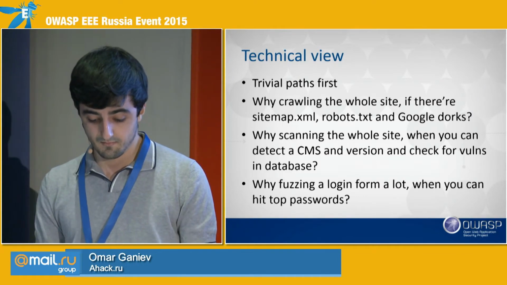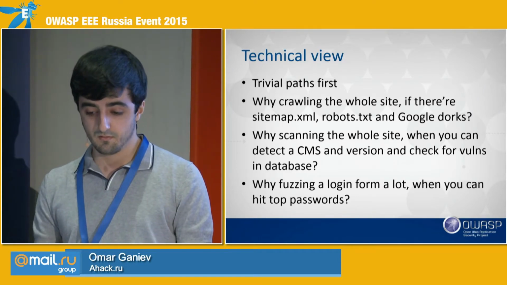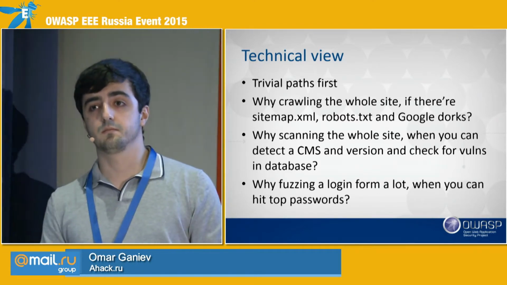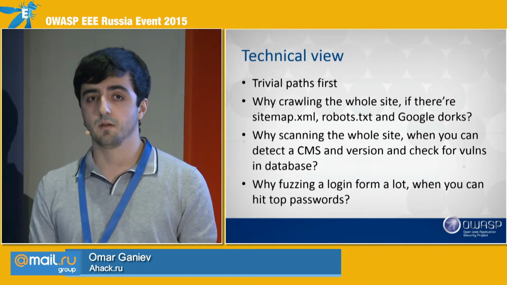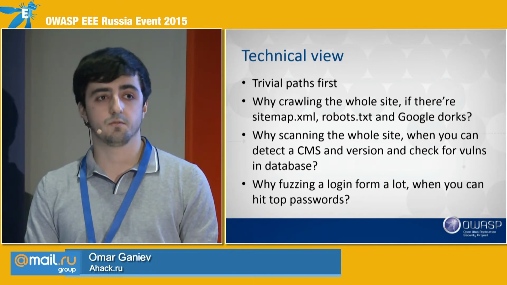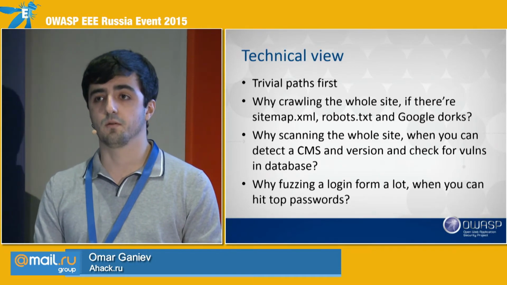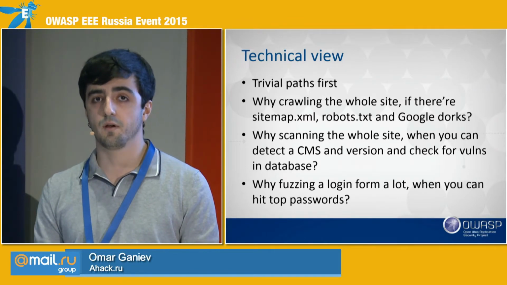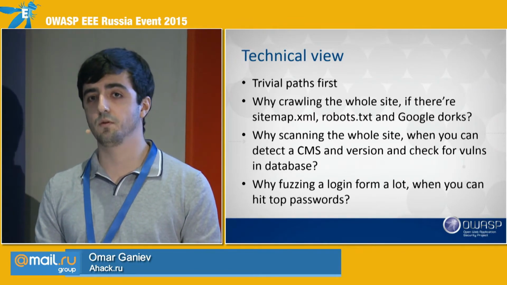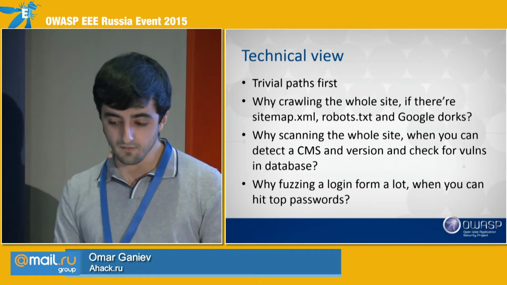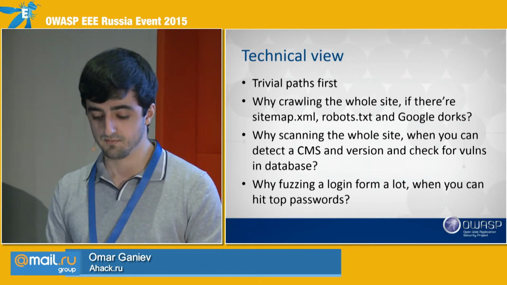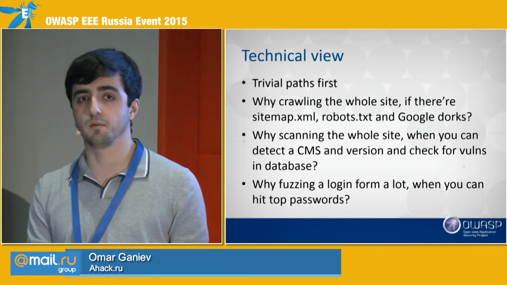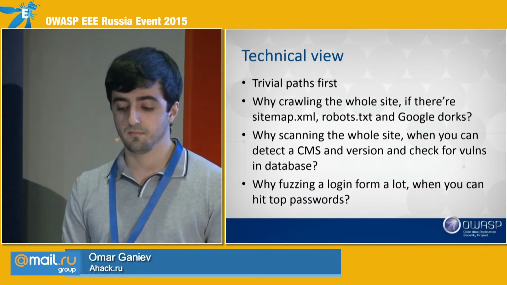Then, if you crawl a site, it can take a lot of time. That's why you should first look at sitemap.xml or robots.txt, or just Google the site, the domain, and find all the paths known to the public. And you should not crawl these pages again. You can just process them, decide which of them are duplicates, and so on.